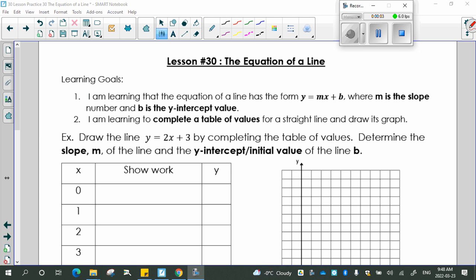All right, so the lesson we're going to do today is on the equation of a line, okay?